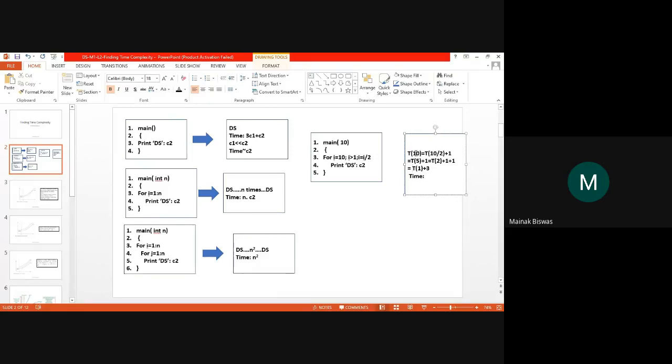The I value is first 10, so it will become 10 by 2 plus 1. So the first time it is printing ds, 1 ds. Then the I value becomes 5. 5 is also still greater than 1, so it becomes T2 plus 1 plus 1. The second time ds. T2 is also greater than 1, so it will again go to T1 and print 1 plus 1 plus 1, that is 3 times ds. So for n equal to 10, it will print 3 times.